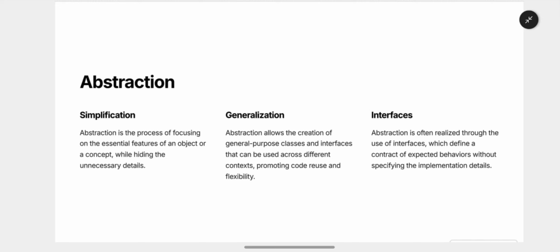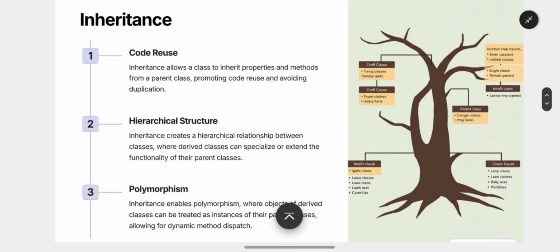Then we'll go forward to interfaces. Abstraction is often realized through the use of interfaces, which define a contract of expected behavior without specifying the implementation details. Then the next topic is called inheritance. There we can see a tree diagram in which there are three types: code reuse.